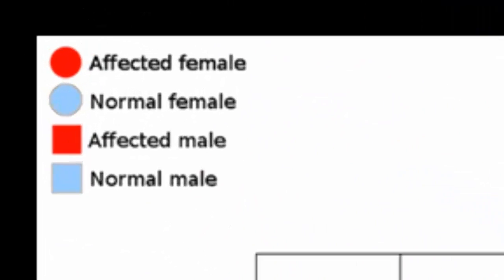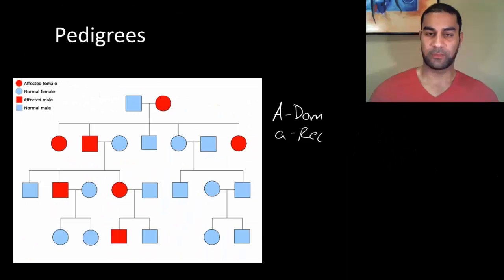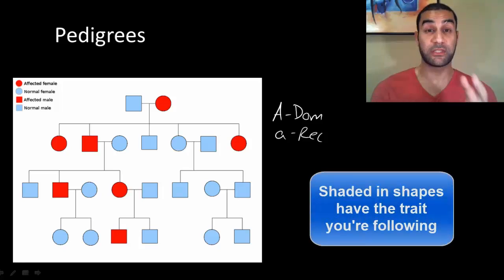Now, if someone is affected, then they're shaded in with whatever the shade is in this case. If someone is unaffected, then they're not shaded in. And in this case, you can see on the key, the shaded in individuals are red, the non-shaded individuals are blue. Usually your activities will be done in black and white, so the ones that are black or shaded in are the ones that are affected with the particular trait that you're following.